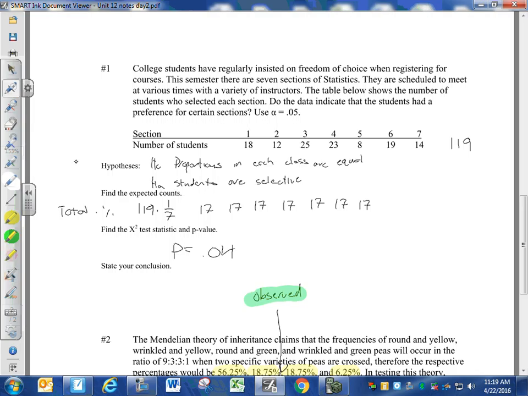All right, let me come around and see these p-values. Looks good. Now, don't just say reject or do not reject. Tell me what it means if you do reject in context of the problem.